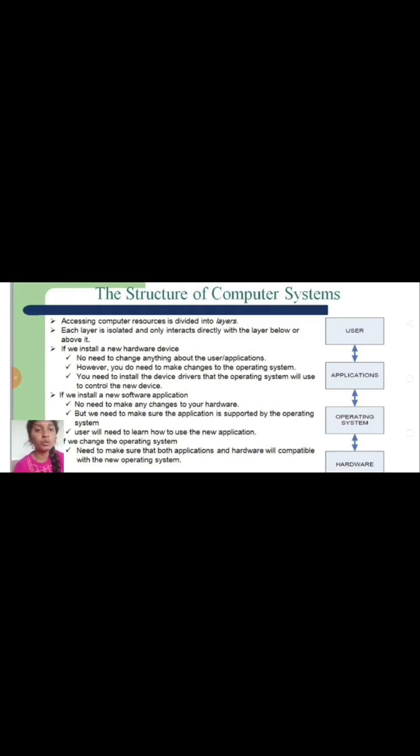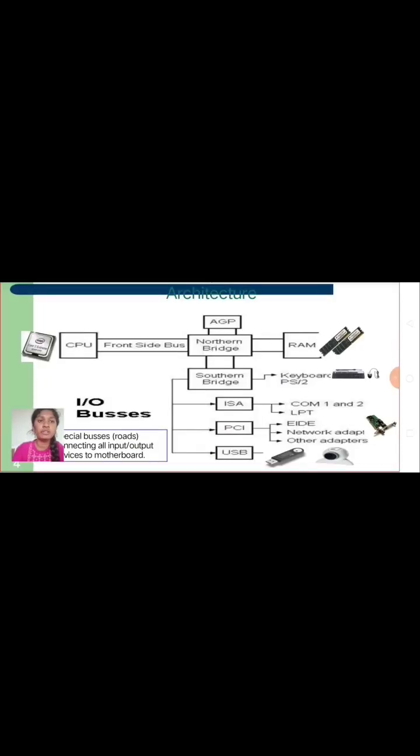If we install a new software application, we don't need to make any changes to use hardware, but we need to make sure the application is supported by the operating system. The user will need to learn how to use the new application. If we change the operating system, we need to make sure that both applications and hardware will be compatible with the new operating system. Now in the figure we can see user and then application, then operating system, then hardware. This is the computer architecture diagram that represents it.